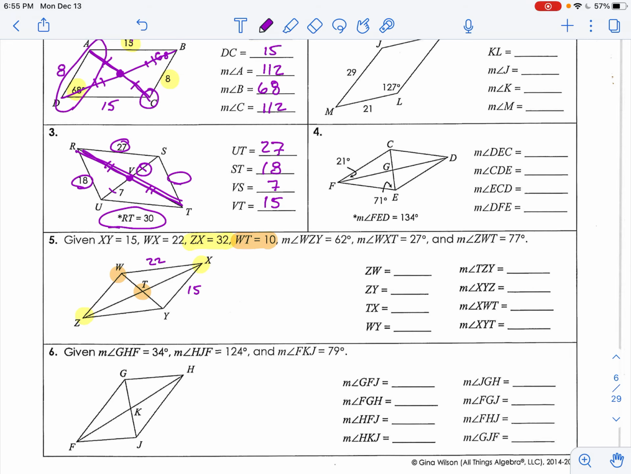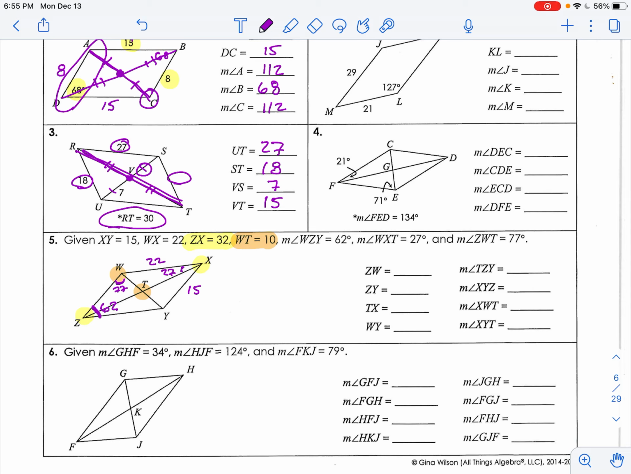So WZY, that would be this angle here, right, is 62, that whole angle. WXT, this little angle here, actually, WXT would be 27. Okay, and then they tell me ZWT, I'm trying to follow this here, would be 77, so this little piece here is 77. Okay, all right, now there's a lot to that, so let's see if we can come up with some stuff. Some of these are pretty simple, I guess.